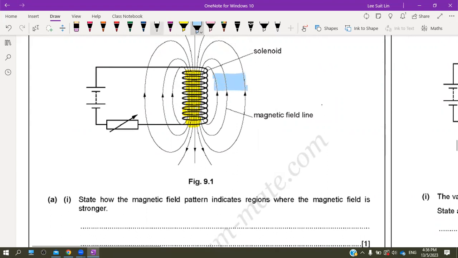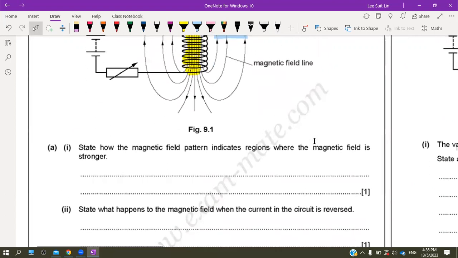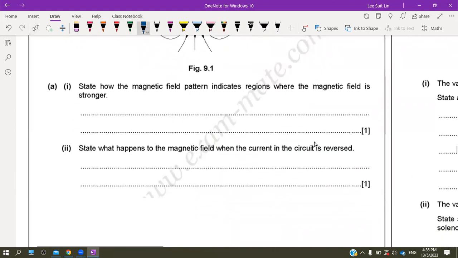So this one is a recap of magnetic fields. In this case, I'll say when the field lines are closer together, the field is stronger.